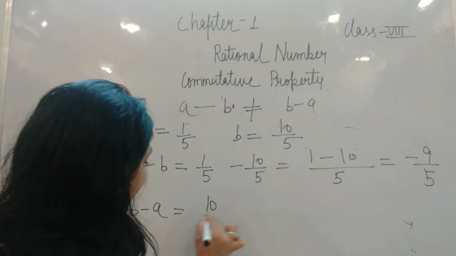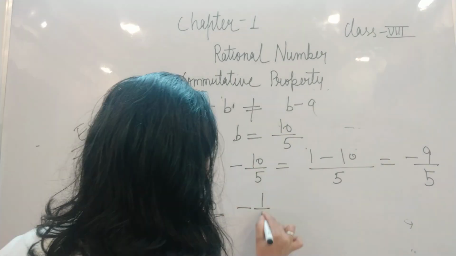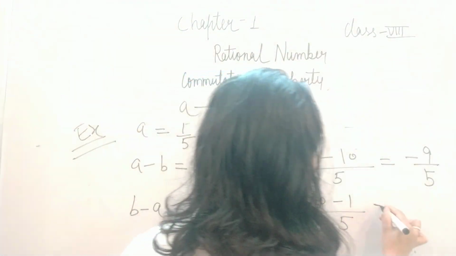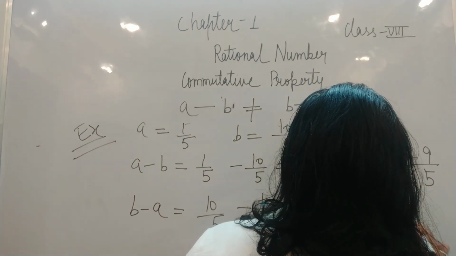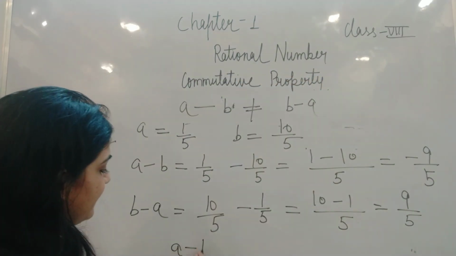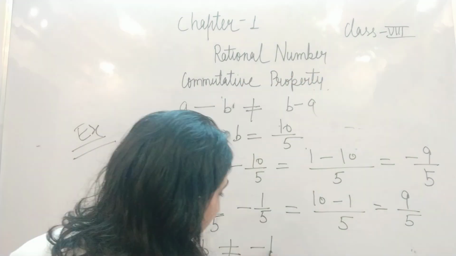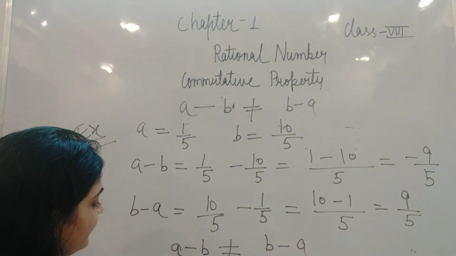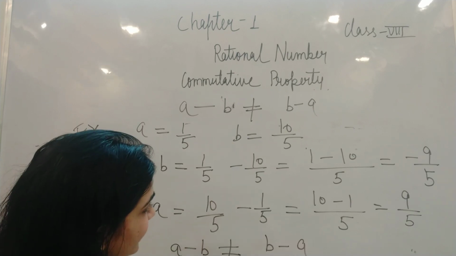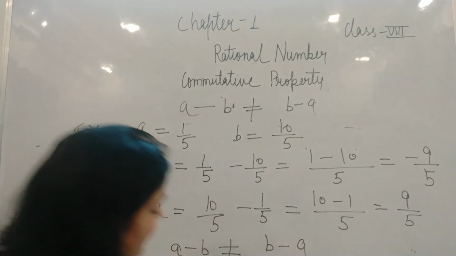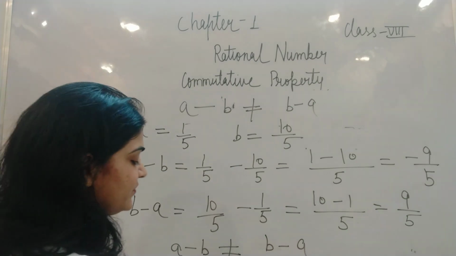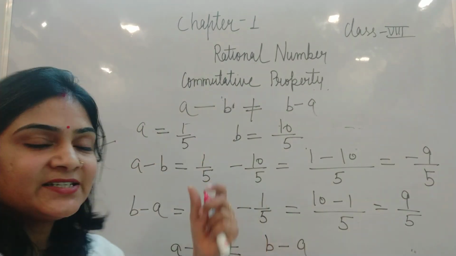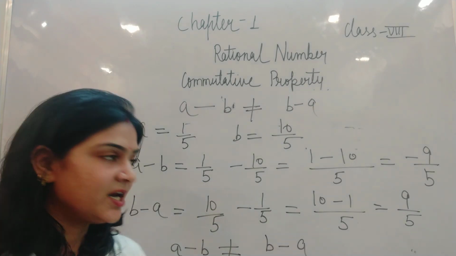Now we will do b minus a. At first we will put the value of b, then a. If we subtract this, what will we get? 9 by 5. It means a minus b does not equal b minus a. The value of a minus b is minus 9 by 5, the value of b minus a is 9 by 5. Both the values are not equal. So we say that subtraction is not commutative for rational numbers.